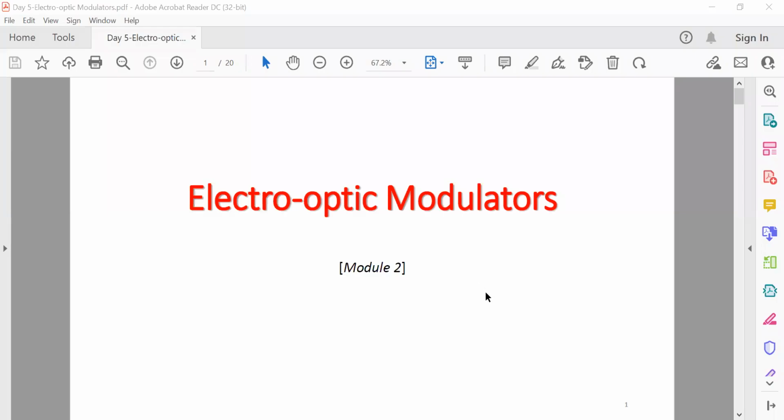So today's topic is based on electro-optic modulators. Under this, there are several modulators: electro-optic modulators, acousto-optic modulators, and magneto-optic modulators. So I will discuss them one by one.